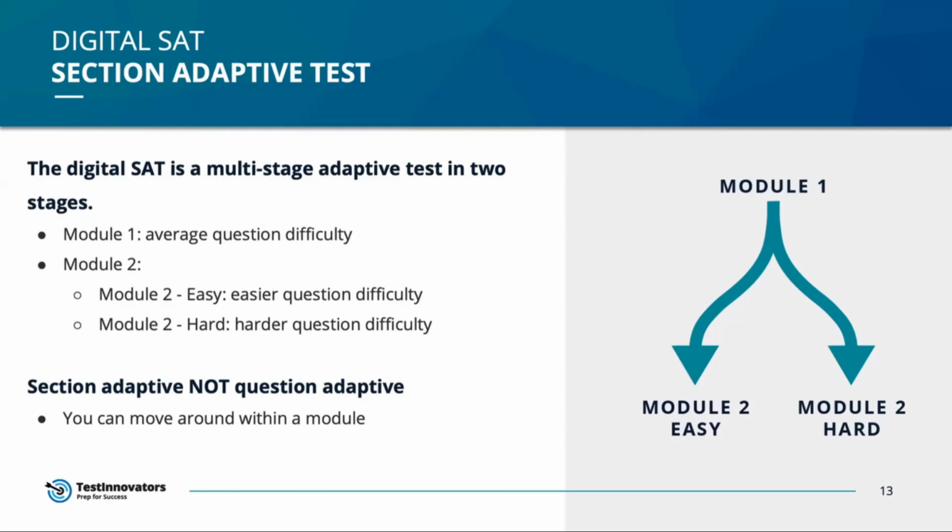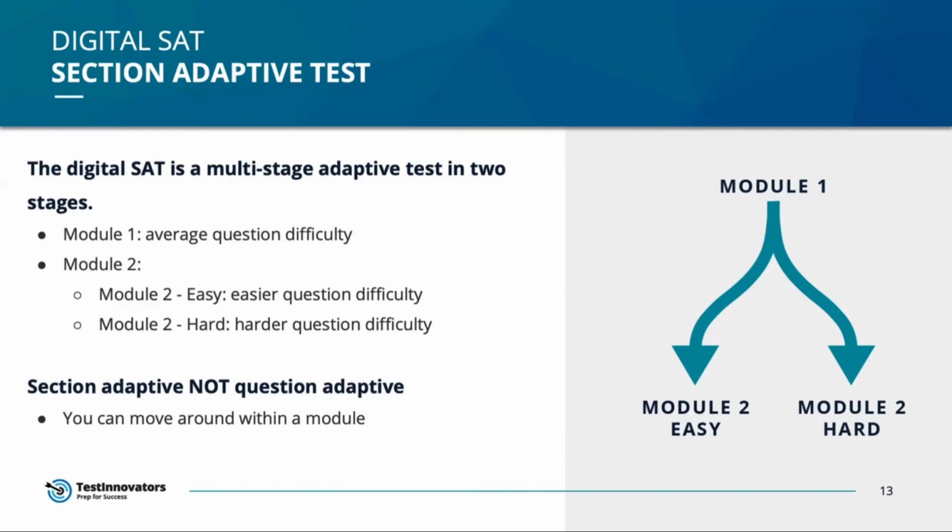So in the first stage, that's module 1, all test takers begin with a broad distribution of easy, medium, and hard questions with a medium average question difficulty. The questions within that module are predetermined. They are not adjusted based on a test taker's response. So that's why you can move around freely to any question within a module during your allotted time. The test taker's performance on module 1 determines the level of difficulty of module 2, which will either have a higher or lower average question difficulty than module 1. So once again, the questions within module 2 are predetermined. So once you're in module 2, they don't change and you can move around the module.